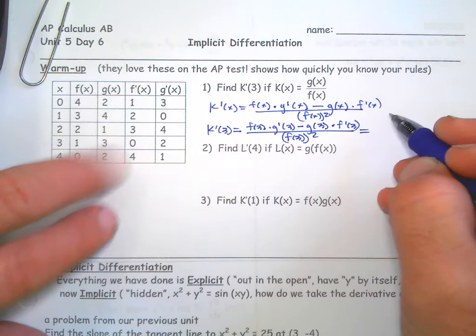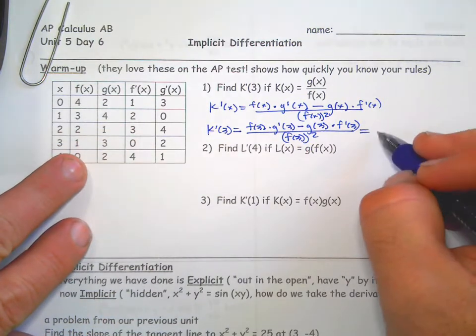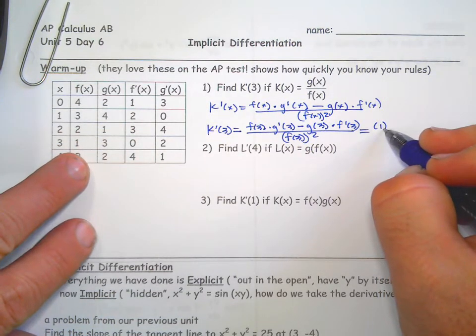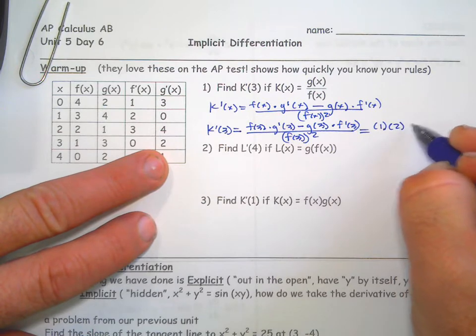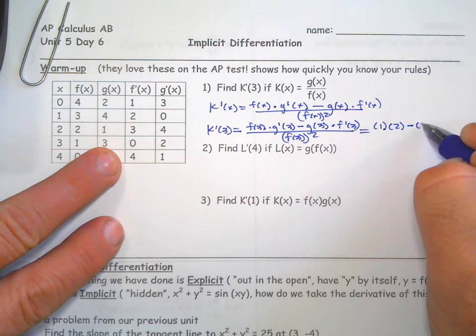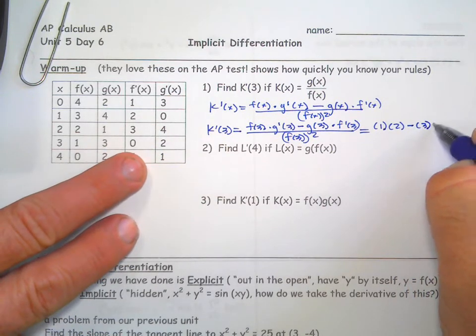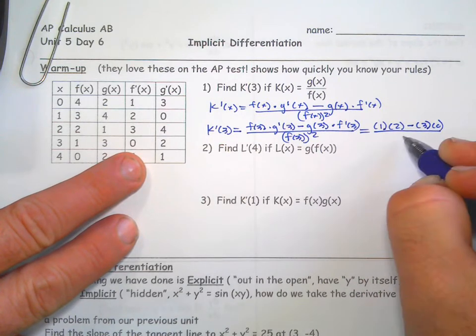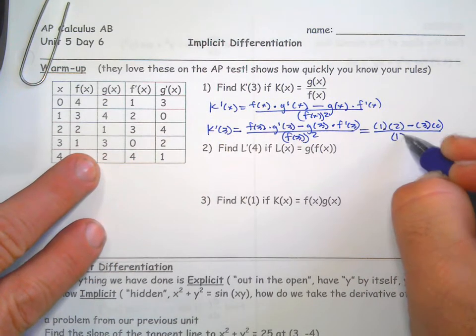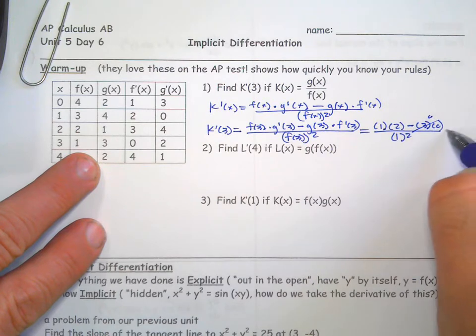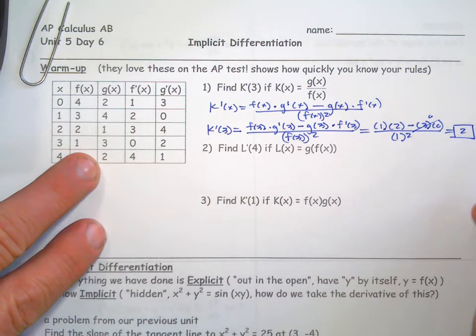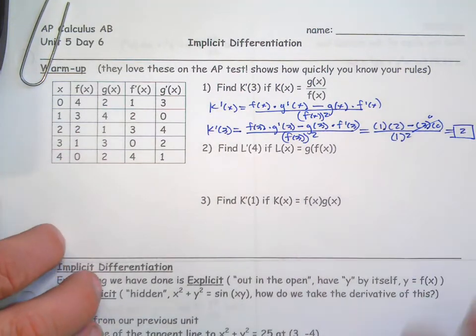These values in the table: f of 3 is 1, g prime of 3 is 2, g of 3 is 3, f prime of 3 is 0, over f of 3 is 1, squared, that goes away. The answer is 2. There you go. It's kind of work I'd like to see.